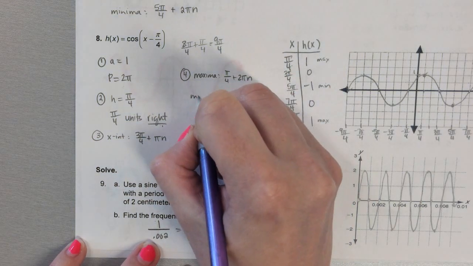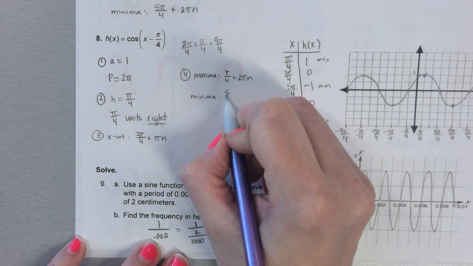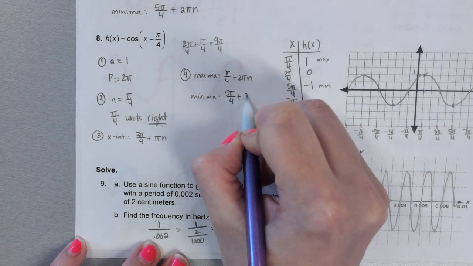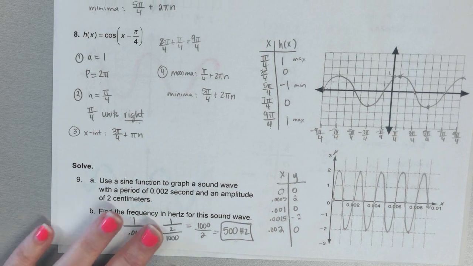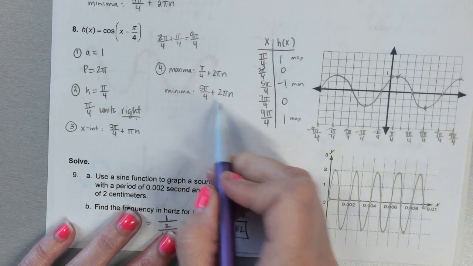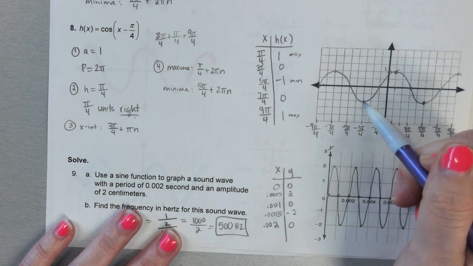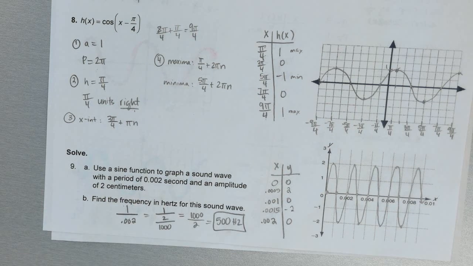And then the minima, where do the minima occur? 5 pi over 4, so just 5 pi over 4 plus 2 pi n. Now, I always use the first positive value. You can use any place on your graph that has it, and I'll accept it. So if you wanted to use negative 3 pi over 4 plus 2 pi n for the minima, that's fine. If you wanted to use negative 7 pi over 4 plus 2 pi n for the maxima, that would be fine as well. Okay, so you can decide.